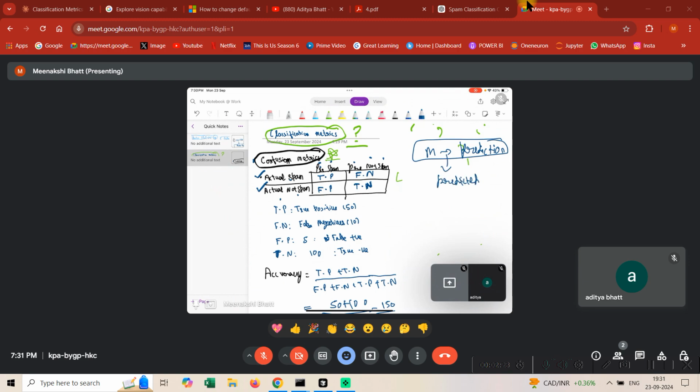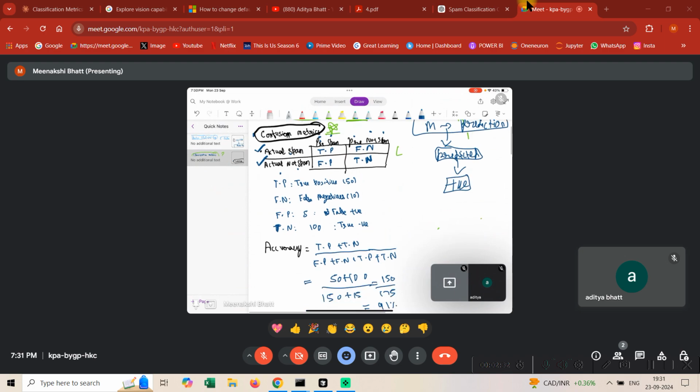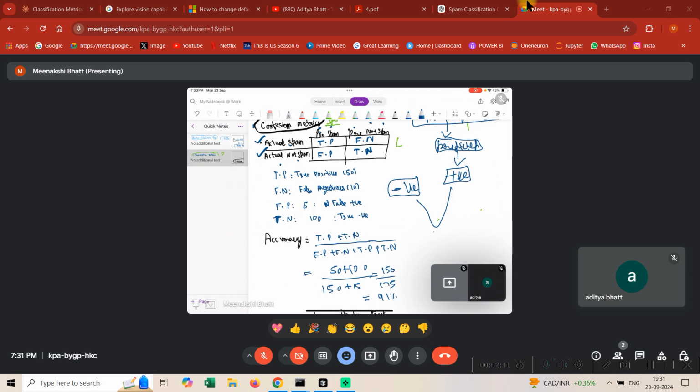Now the thing is, let's say your model predicted positive. Please try to stay with me, this is very important. Your model predicted positive and the actual answer is negative. So what would this be called? This would be called false positive. Why? Because your model predicted something as positive, but actually it is negative. Why false? Because actually it's negative. Why positive? Because it predicted positive. So it's a false positive.